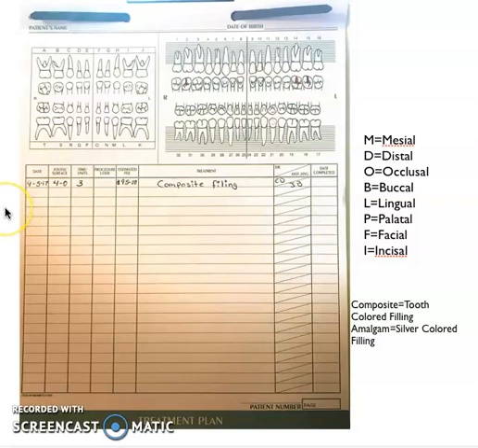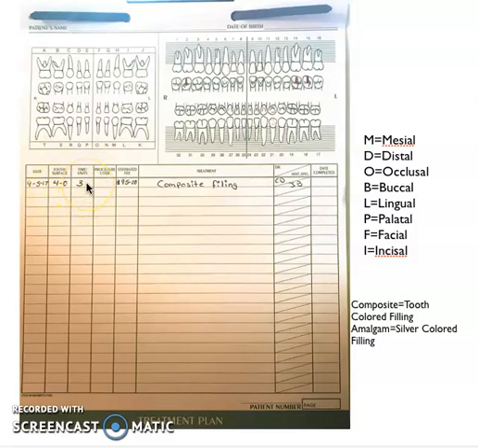Now let's look down here at the entry. Here we have a date. So we have the month, the day, and the year. Here we have the tooth and the surface. So we're going to be looking at tooth number 4 at the occlusal. This 3 here is the time unit. So how long is he going to need to do this occlusal filling on tooth number 4? Each unit is 10 minutes.